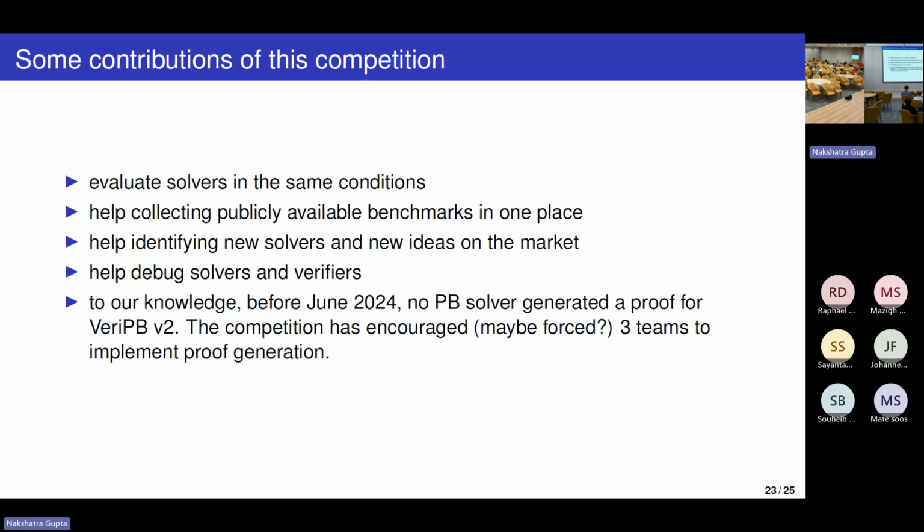Oliver did a lot of work debugging solvers as well, because when someone submitted a solver that didn't quite work, he actually contacted the authors and at least for our students helped them find out what the problem was. So that truly a tremendous effort. And apparently, according to Oliver, forced 3 new teams to implement proof logging in their solver, which I'm sure Jakob is happy about.